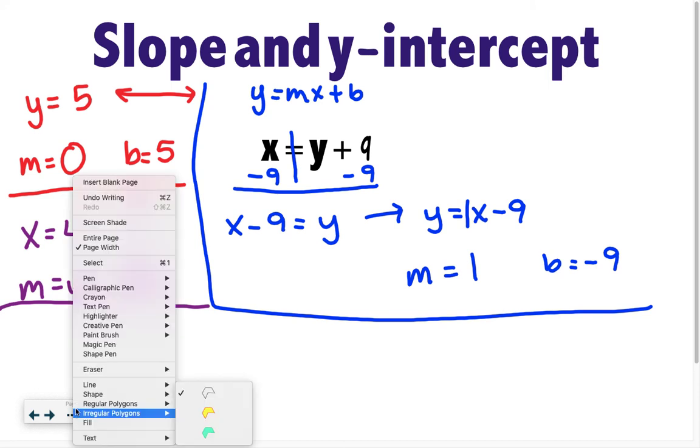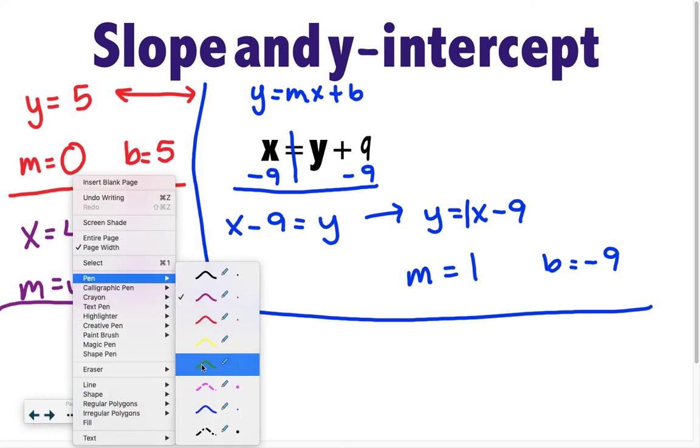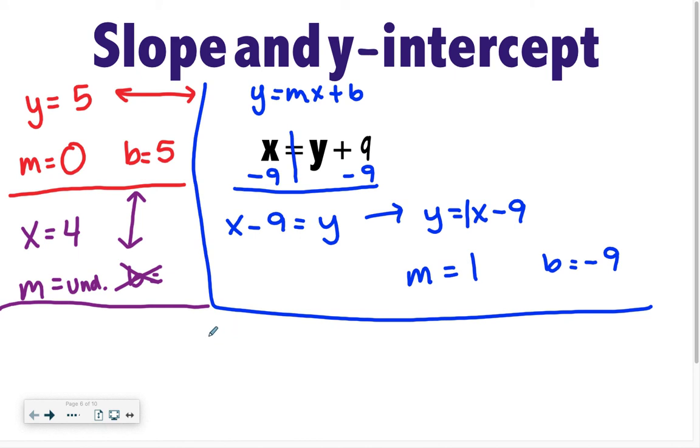Then I want you guys to try at least one on your own. So if I give you y equals negative 17x plus 4, what is my slope and what is my y-intercept? Good luck. Hopefully you said your slope was negative 17 and your y-intercept was 4.